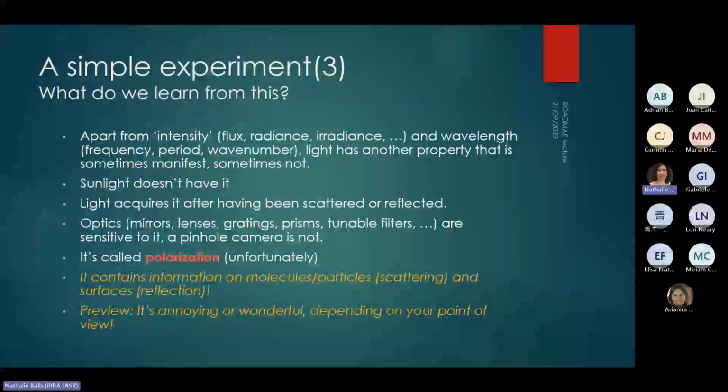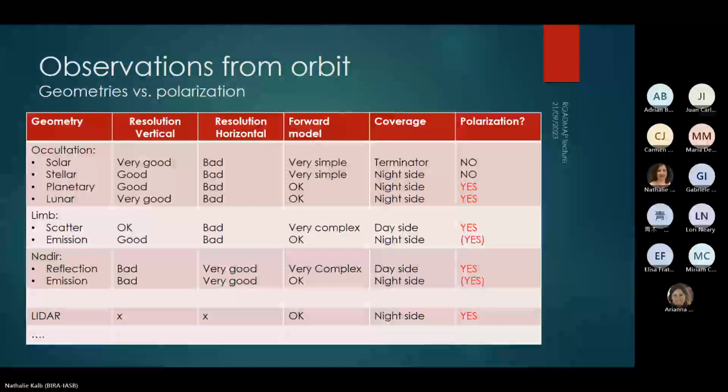I can also tell you now that it can be annoying or wonderful. Depends on your point of view. From orbit, you have different geometries that you can use, and some are confronted with polarization, others are not. Solar occultation, no. There is no scattering process. Well, there is a scattering process in the forward direction, of course. Stellar occultation, same thing, no. Planetary occultation, suppose you want to measure profiles at the night side of a planet, not on the day side, not on the terminator. Yes, because light from planets is polarized.